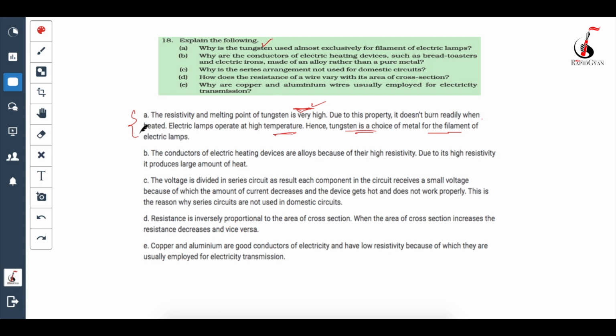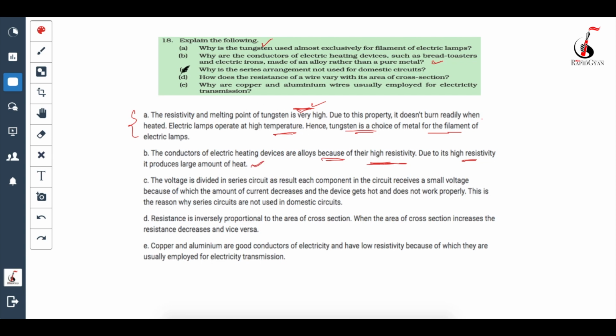Next is, why are the conductors of electric heating devices such as bread toasters and electric irons made of an alloy rather than a pure metal? Again the same thing beta, because of the high resistance. The conductors of electric heating devices are alloys because they have high resistivity, and due to this high resistivity it produces a large amount of heat.